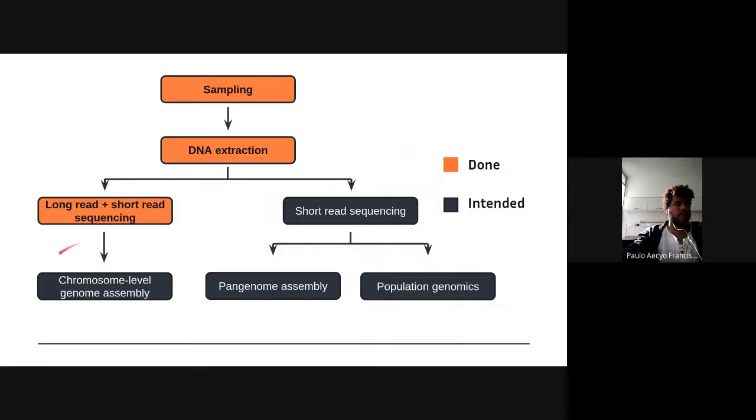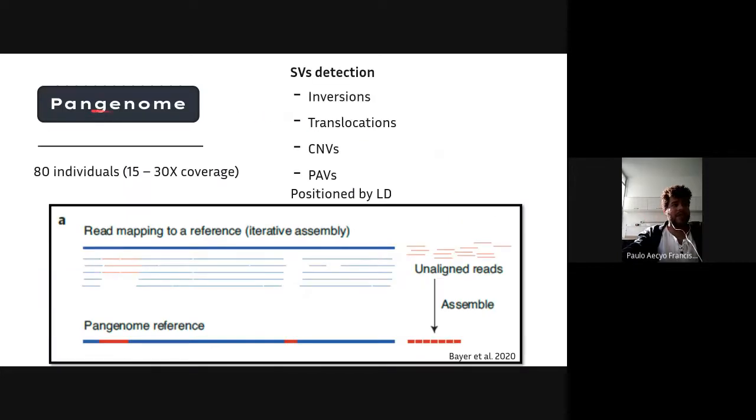Well, right now we are still performing the chromosome-level genome assembly, but once it's finished, we are going to assemble the pangenome and perform some population genomic analysis. So to assemble the pangenome, we are going to resequence 80 individuals at medium coverage, and we are going to detect the structural variations by performing an iterative assembly. And those structural variations will be positioned by analysis of linkage disequilibrium, using the reference genome to assemble the pangenome.